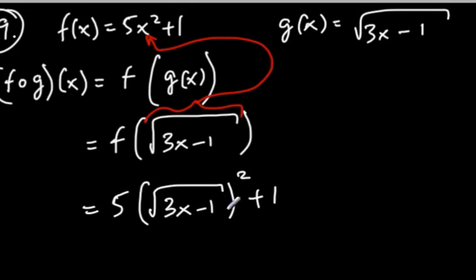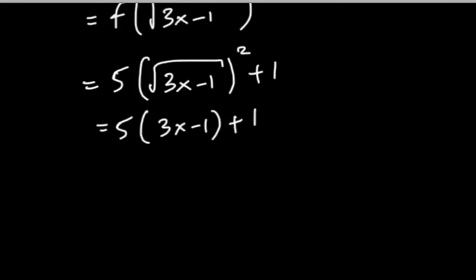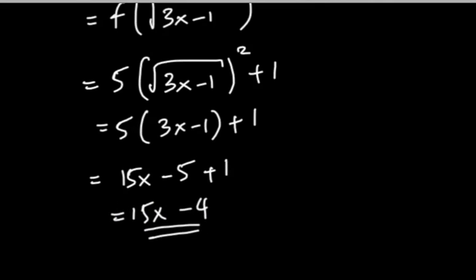So 3x minus 1. And if we simplify, this is simply 5 times 3x minus 1. The square root and the square sort of cancel each other out. And if I simplify, I get 15x minus 5 plus 1, which is 15x minus 4. And that's my solution for f of g.